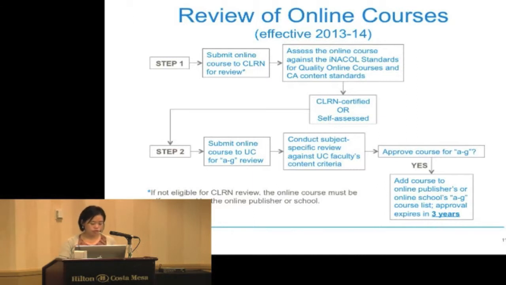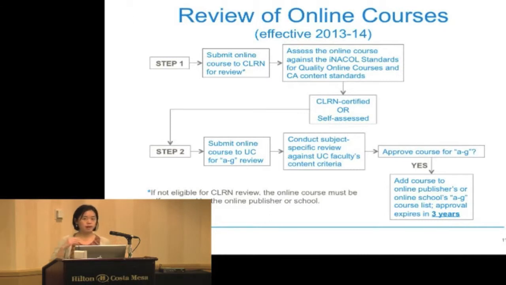This new two-step course review process is effective for online publishers or schools that develop their own curriculum. So any school or publisher that may purchase or license UC-approved online courses from a separate course publisher, you do not need to worry about submitting the courses. The process is set up where the original owner, the original publisher of the course, that entity is responsible for undergoing the two-step review process.